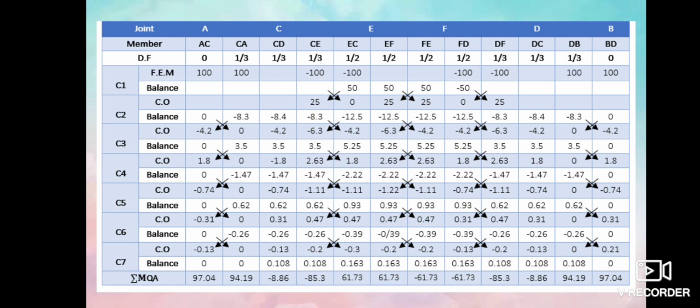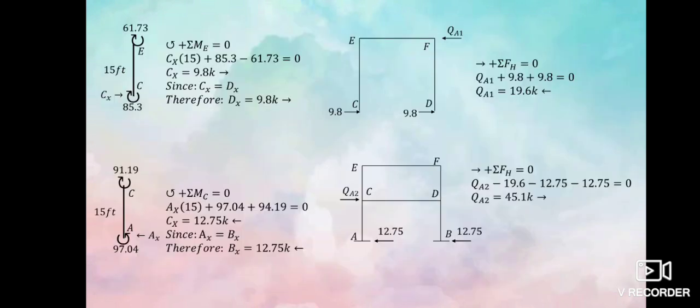You can get it right there, or the line of C, 97.04. You can get it right there. Plus 94.19, that line is 97.04 plus 94.19 equals to 0. Thus Ax is equal to 12.75 K going to the left side, and since Ax is equal to Bx, then Bx also has the same result, 12.75 K force going to the left side.